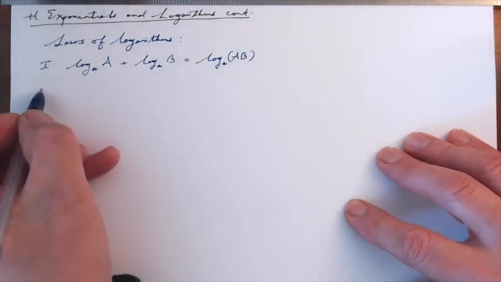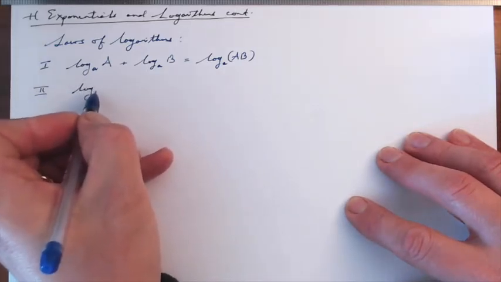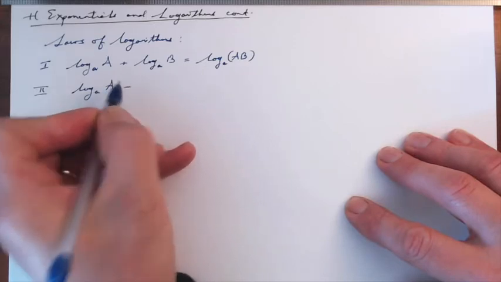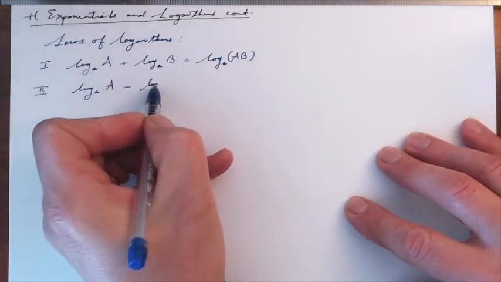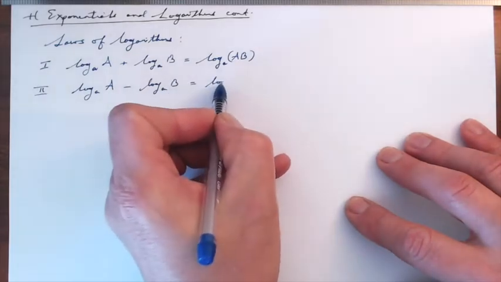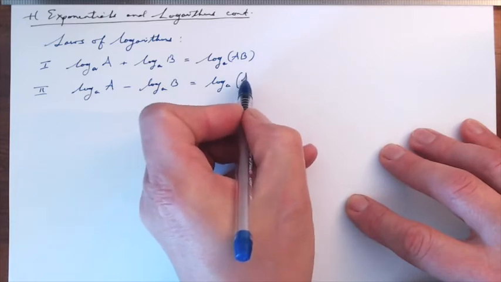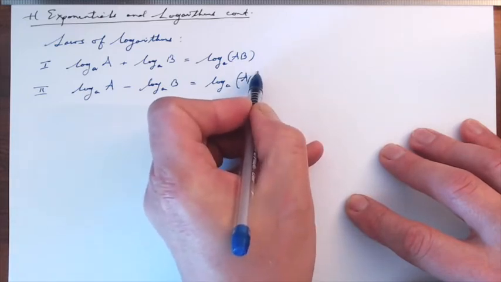The second law of logarithms is very similar actually to the first. It simply says that log to the base a of some number, and now minus log to the same base of some other number, is the logarithm of the ratio or the quotient of those two numbers. All right.